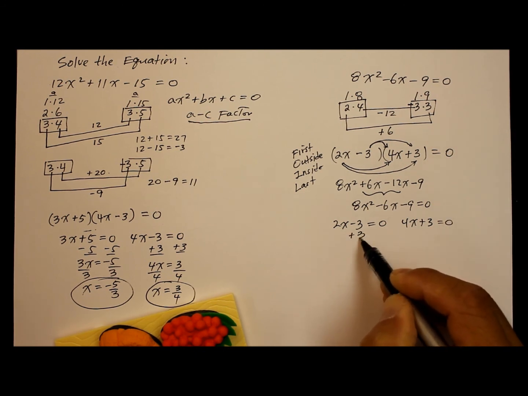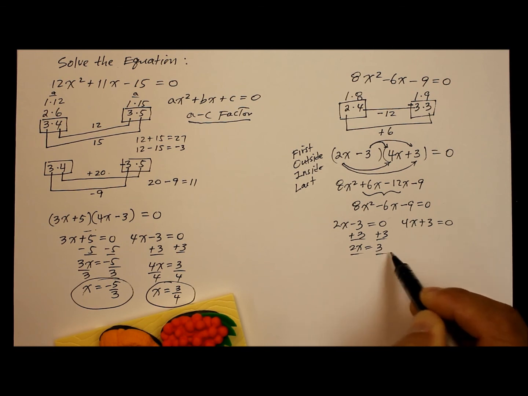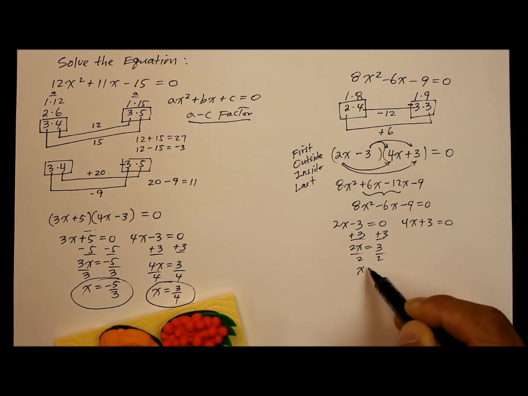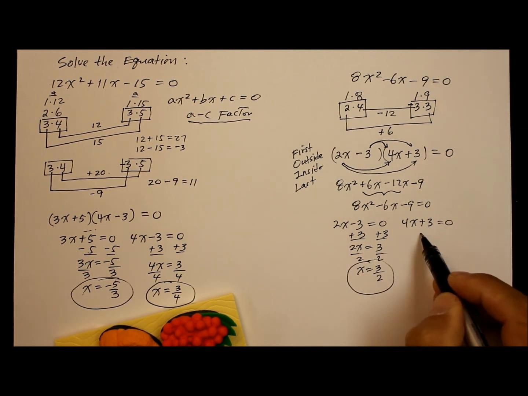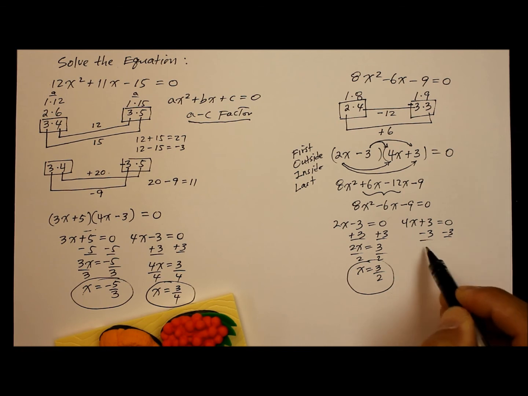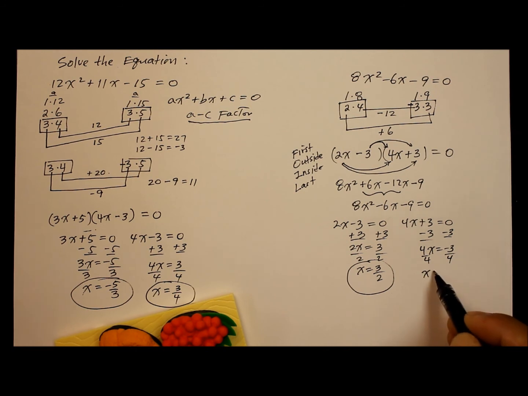In this case, you have to add 3 to both sides of the equation. So you get 2x is equal to 3. Divide by 2 on both sides. X is equal to 3 over 2. That's one of your solutions to this equation. For the second binomial, you subtract 3 from both sides of the equation. So 4x is equal to -3. Divide by the coefficient 4. So the second solution for this equation is x equals -3 over 4.